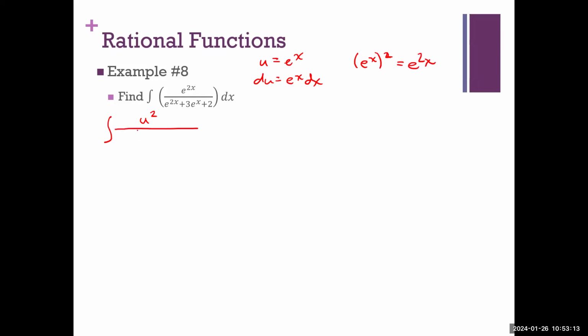What's the denominator look like? I don't think it's u. Oh, u squared. u squared again. It's 3u plus 2. All right. What's the rest of this integral going to be? What happens to dx? dx would be du.